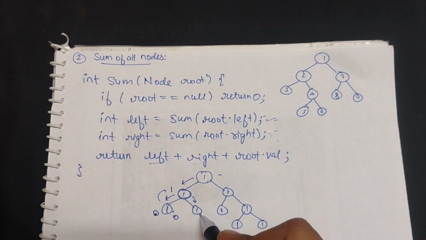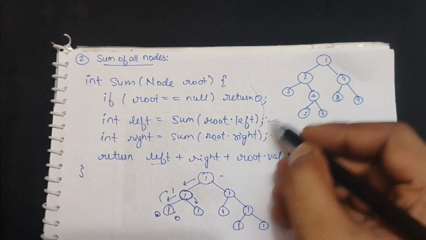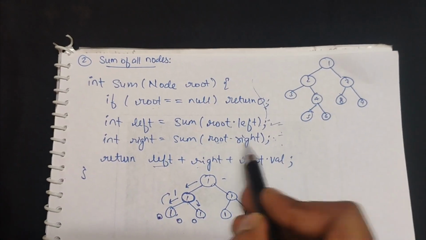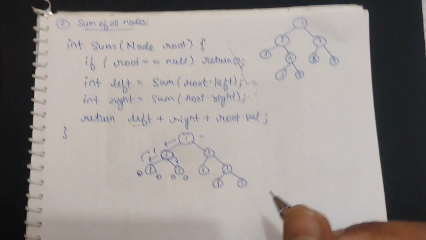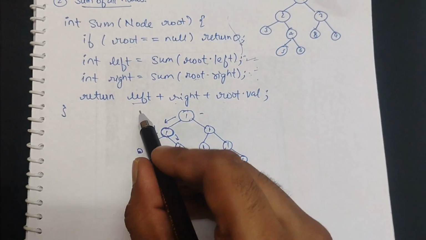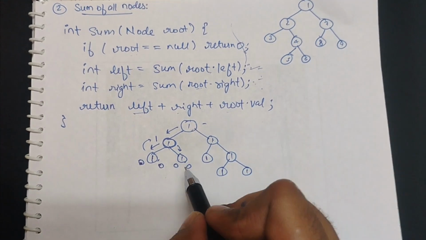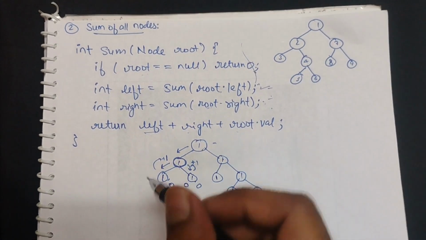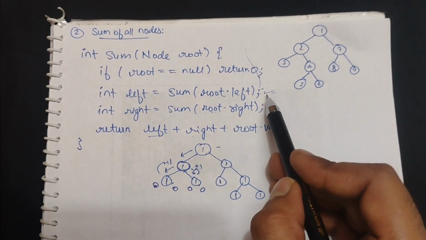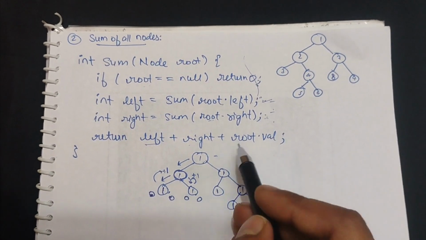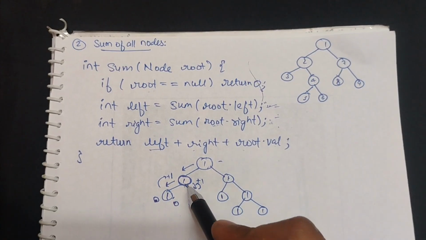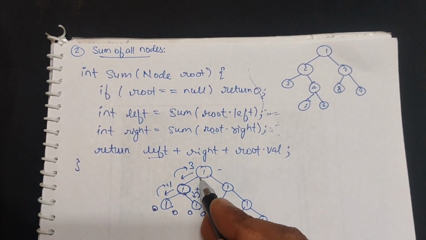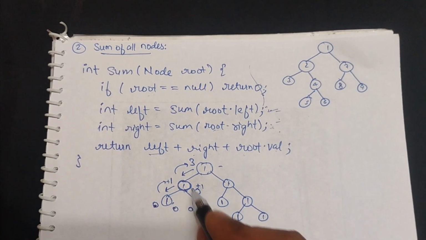Now this function will call root dot left. It will hit the base case, having 0 from left, again root dot right having 0 from right, plus root dot val, that is plus 1. Plus 1 from where? From right. So this node has got 1 from left, 1 from right. 1 plus 1 plus root dot val, that is 1. So 1 plus 1 is 2, plus 1 is 3, it will give 3. So this node has got 3 from its left.